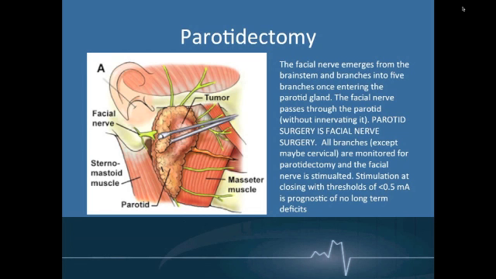There's a unique little trick that works for facial nerve, and it works too with the RLN, is that stimulation at closing with thresholds that are less than 0.5 milliamp is prognostic of no long-term deficit. So if you could show that you could stimulate the nerve and you are at a threshold of less than 0.5, even if that patient wakes up with some hemiparesis, some weakness on that side, you'd be relatively confident that it's going to go away. Okay? This is a pretty reliable indicator.